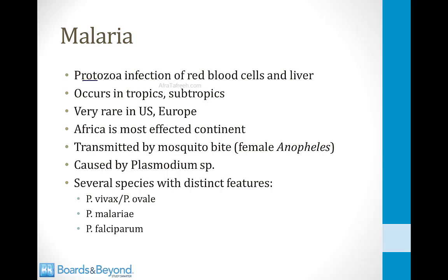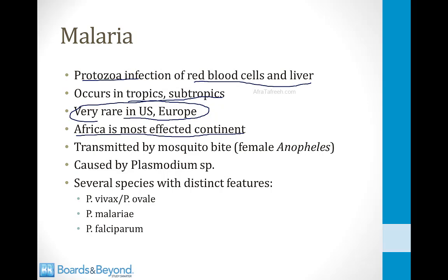Malaria is a protozoal infection caused by a protozoa called Plasmodium, and it's an infection of red blood cells and the liver. It's very rare in the United States and in Europe. It usually occurs in places like the tropics and the subtropics. It's high yield to remember that Africa is the most affected continent, because in a board question, malaria is usually going to be someone who returns to the United States after a trip to Africa.